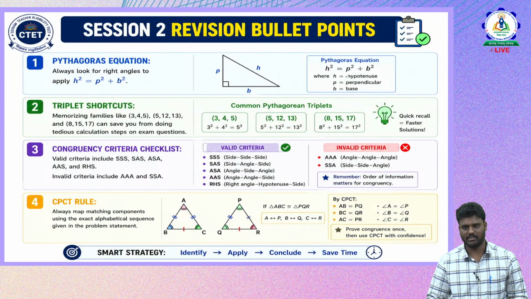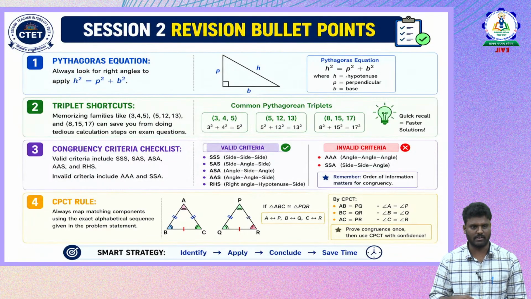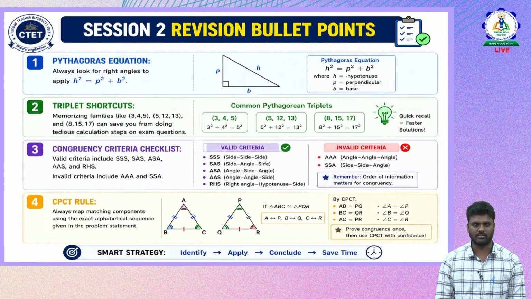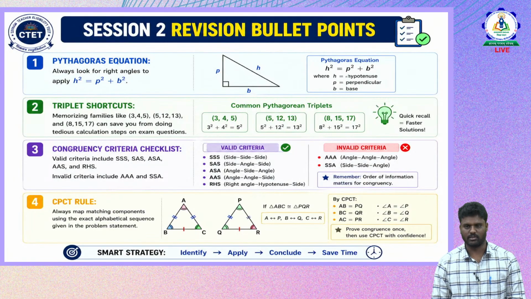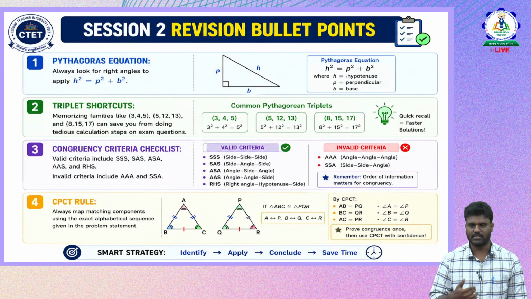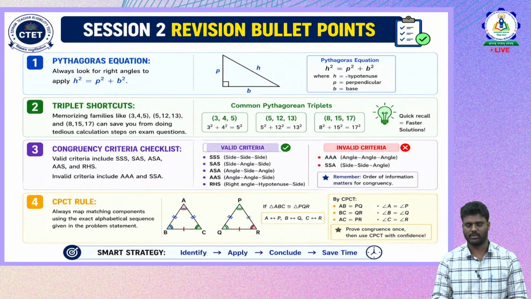So we are almost at the end of the session. In this session, let us try to revise what we have discussed. We have discussed the Pythagoras equation, where you always look for the right angle. Whenever they give a right angle triangle, we have to apply the Pythagoras theorem, where h square is equal to p square plus b square. That is the formula. Remember, h is the hypotenuse, p is the perpendicular, and b is the base.